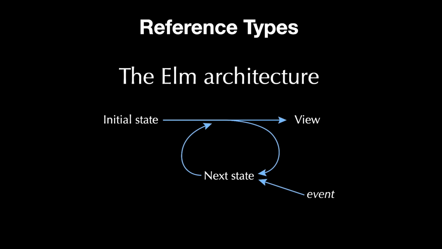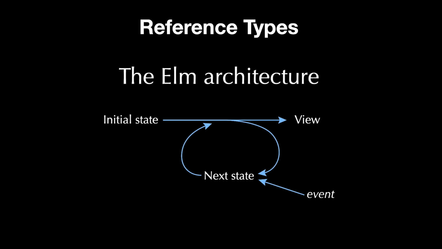Here's the beautiful thing. If everything is immutable, then the result of calling a function can only depend on the inputs to the function. If I call the same function with the same inputs, I get the same result every time. You know what that means? You can record all the inputs to the app.